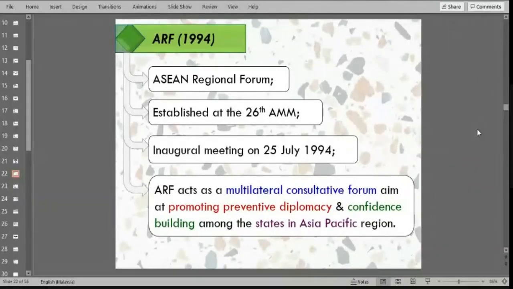And secondly, promote preventive diplomacy. Meaning that if any of the countries in ARF, or members of ARF, are showing signs of having conflict or disputes, ARF will use diplomacy to prevent those countries from escalating into conflict. So that's the purpose of the ARF as a consultative forum.